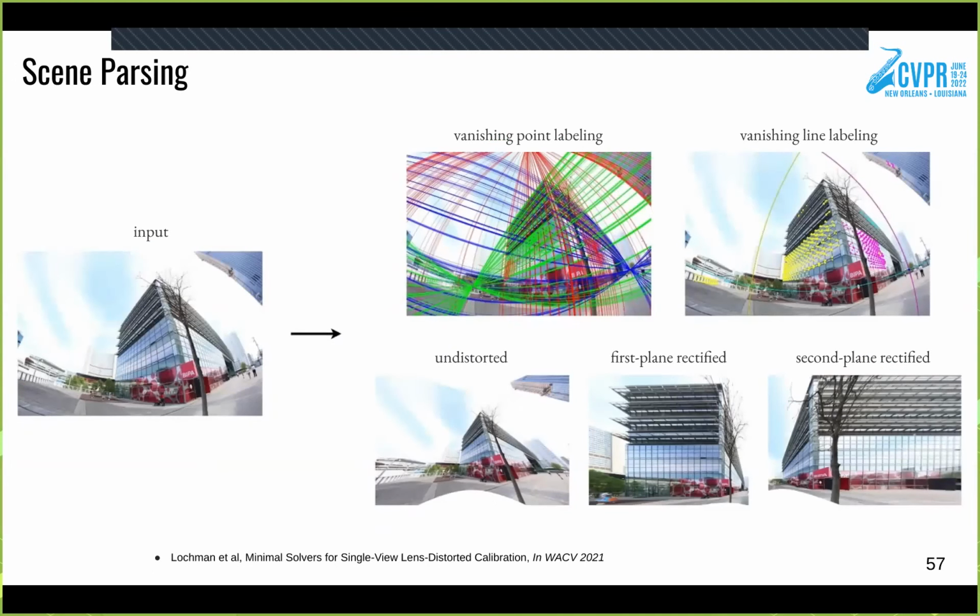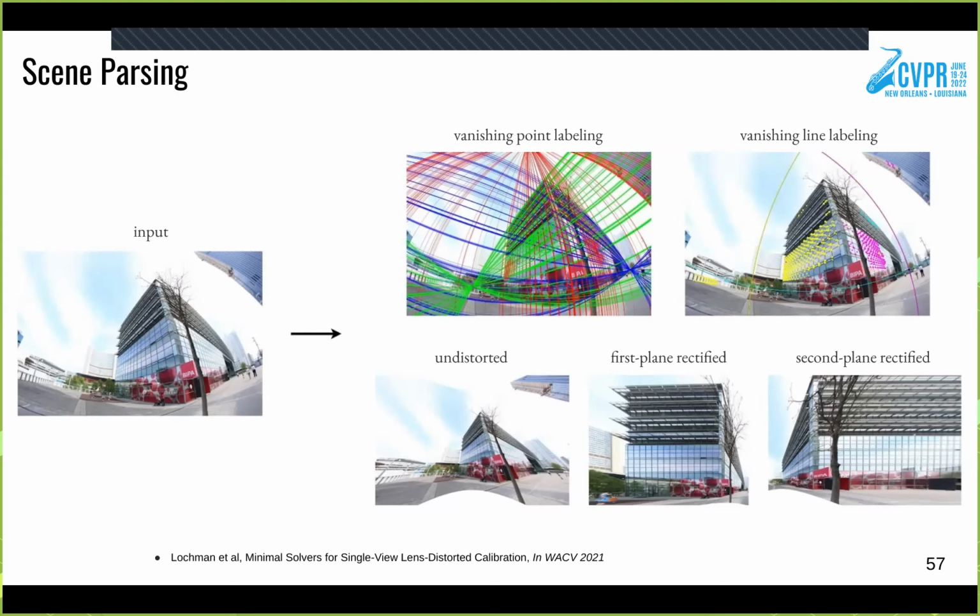So this is an example of the scene parsing. You've seen this figure before. This is a result of this method. You get the vanishing point label, the vanishing line label. You can label the circular arcs with which vanishing point they belong to, the affine-covariant regions with which vanishing line they belong to. You can do the rectifications, and you can do the undistortion.